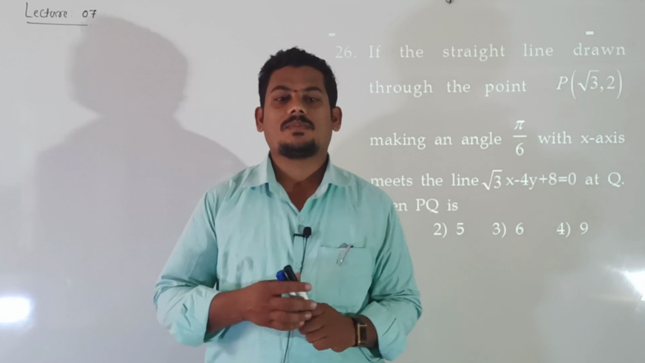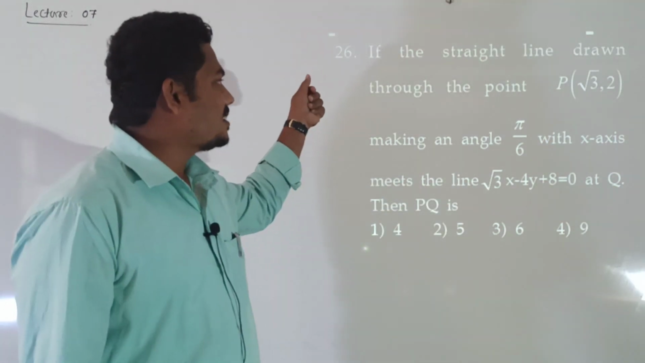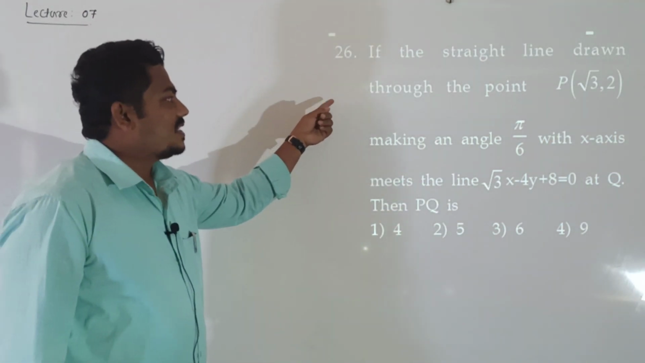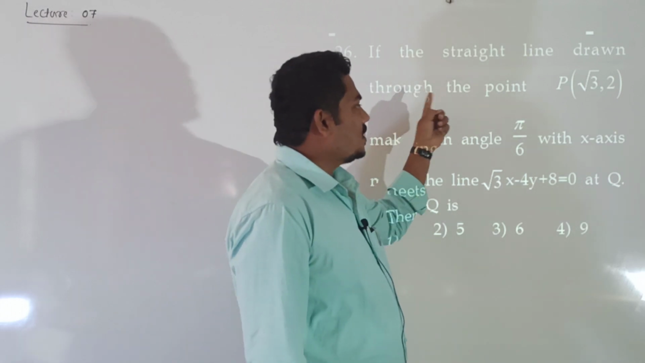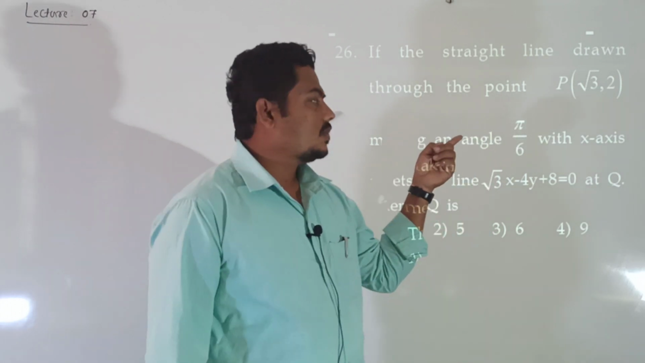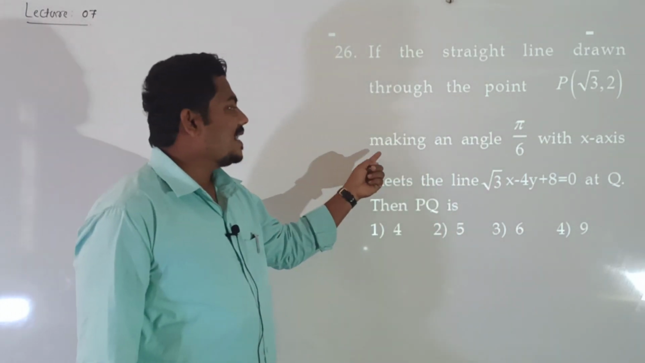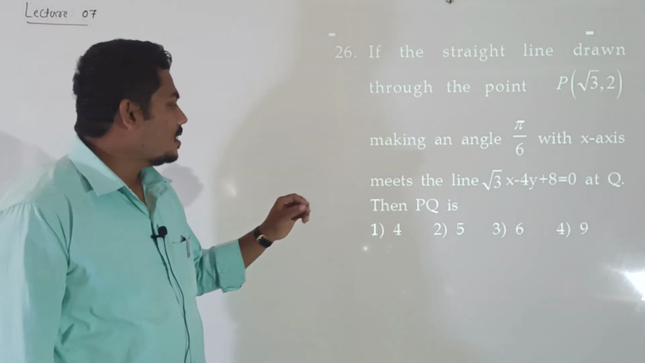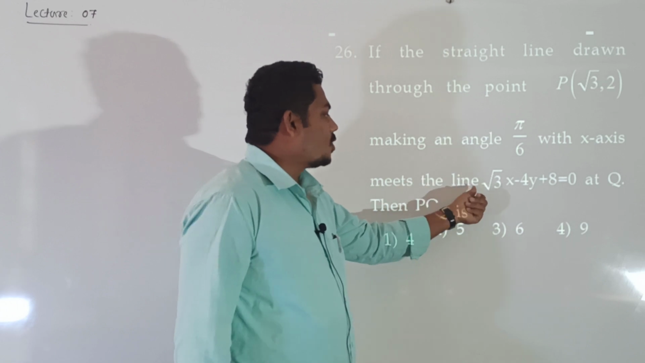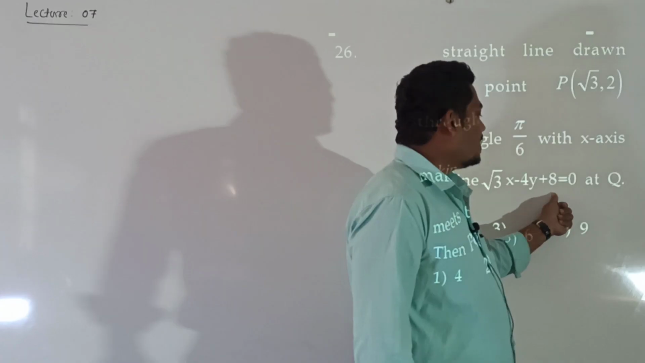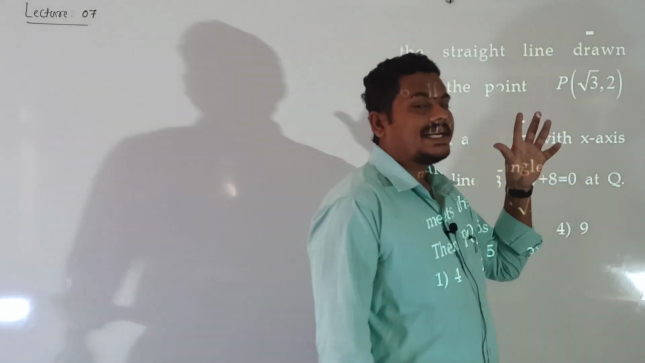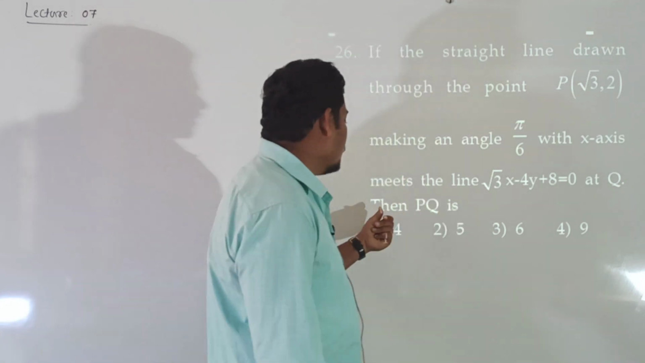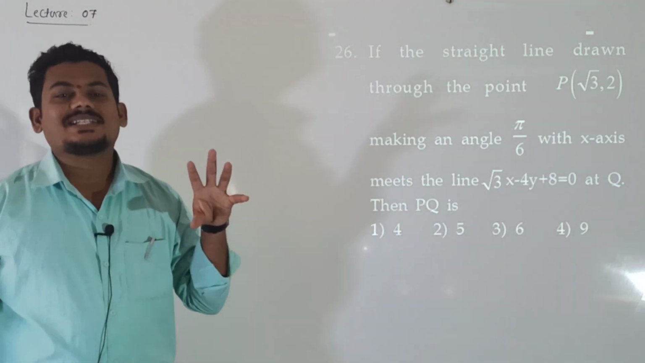Let's have the next problem, that is the 26th problem. If the straight line drawn through the point (root 3, 2) making an angle pi by 6 with x-axis meets the line root 3x minus 4y plus 8 equal to 0 at Q, then PQ, that is the distance between P and Q, is?